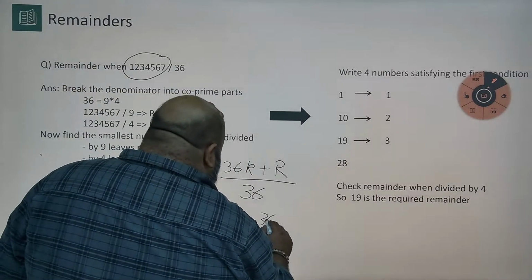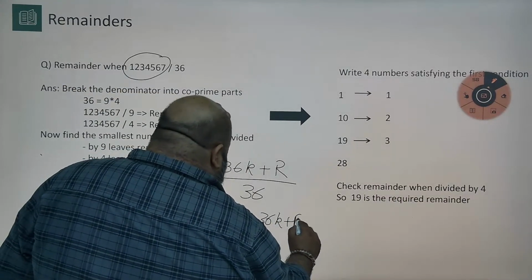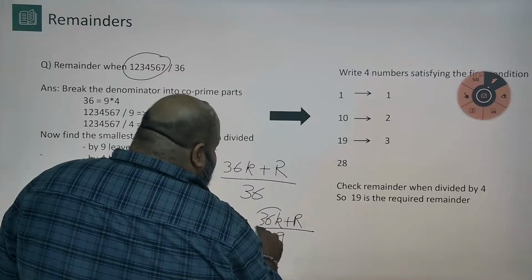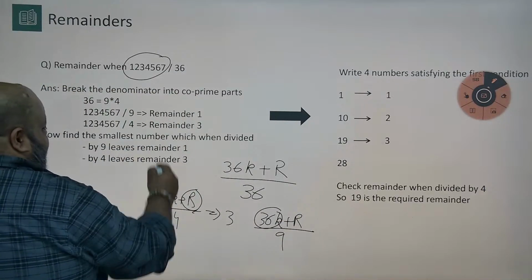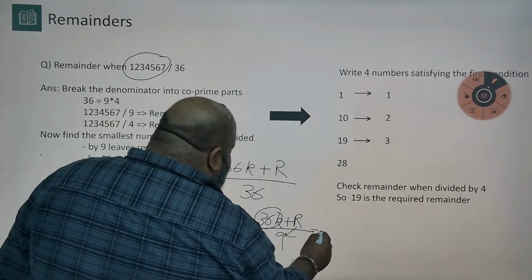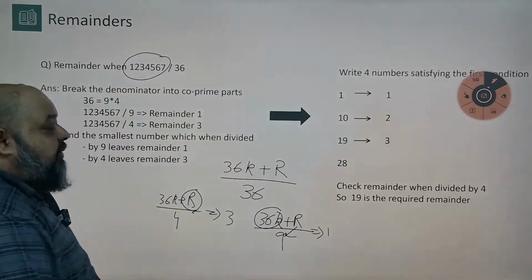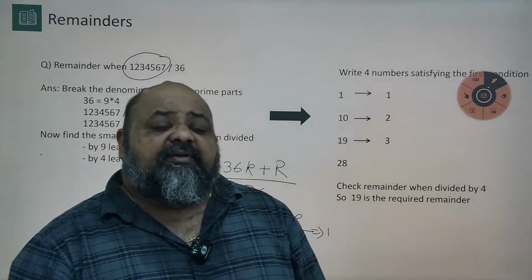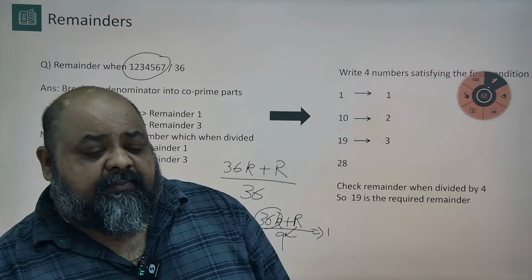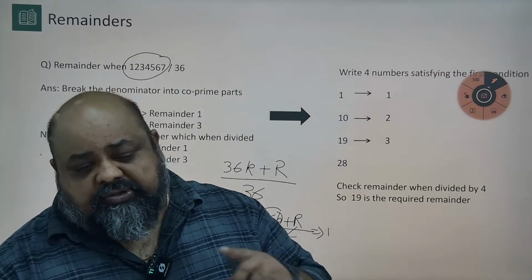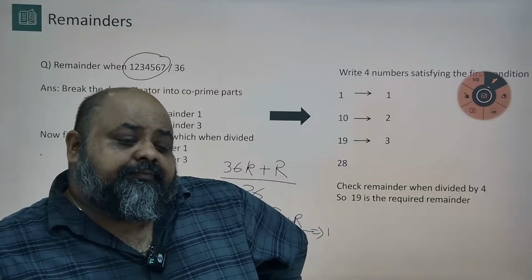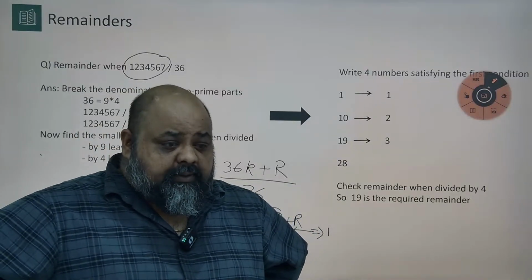When I divide this number by 9, 36 is divisible by 9, so the remainder will be because of r. When divided by 9, remainder should be 1. So r should leave a remainder of 1 when divided by 9. So हमने एक ऐसा नंबर ढूंढा which when divided by 4 leaves a remainder 3, which when divided by 9 leaves a remainder 1. वो 19 होता है. That is the answer, right?